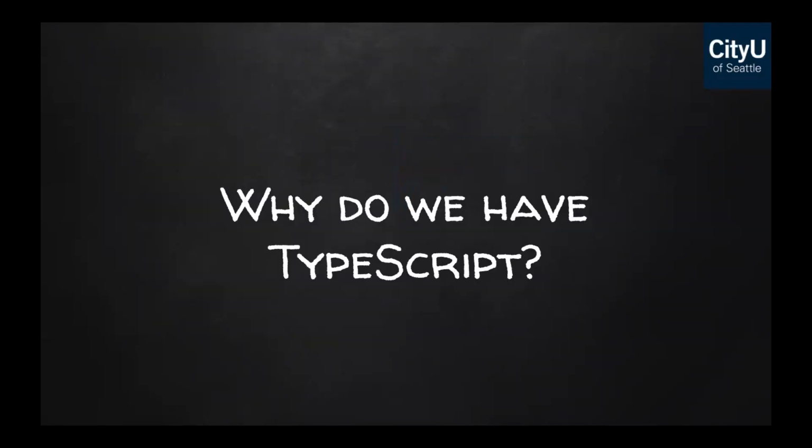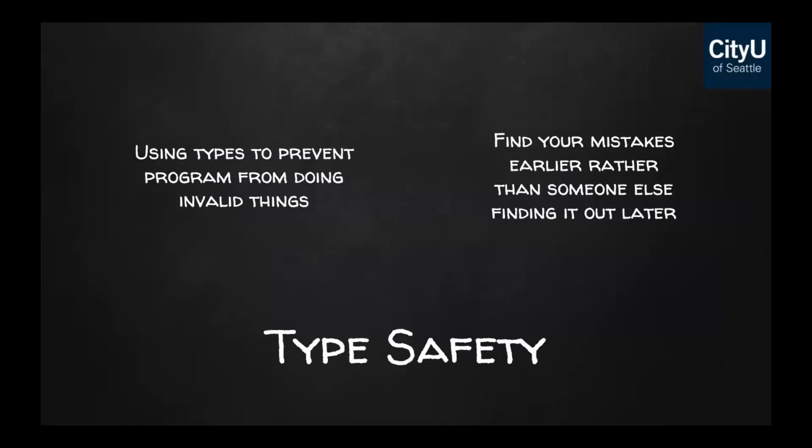So why do I have TypeScript? One is to use types to prevent programs from doing invalid things. In JavaScript, we don't have a way to say, hey, this variable is a string. Hey, this variable is Boolean. Hey, this array should only be strings, things like that. And next, you find your mistakes earlier rather than someone else finding them later. Because with TypeScript, it helps you see your errors at compile time, not runtime, okay?